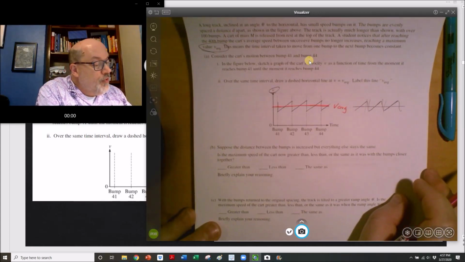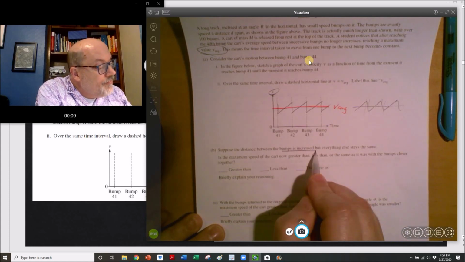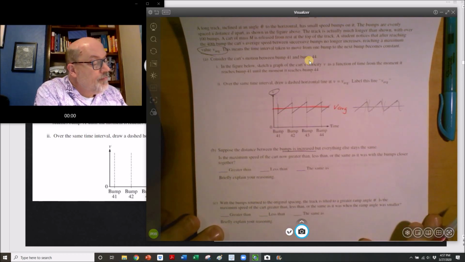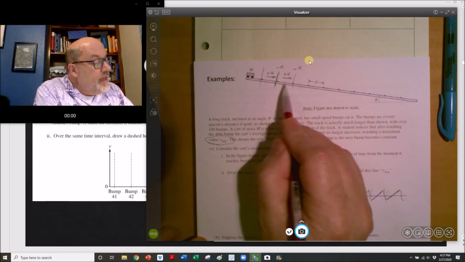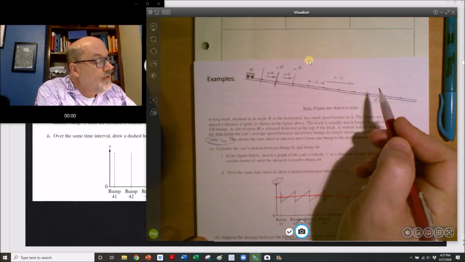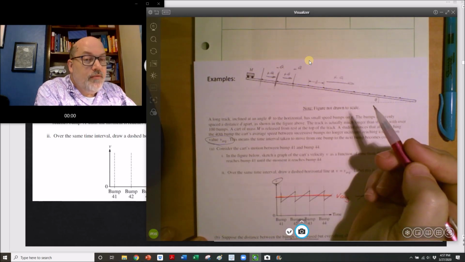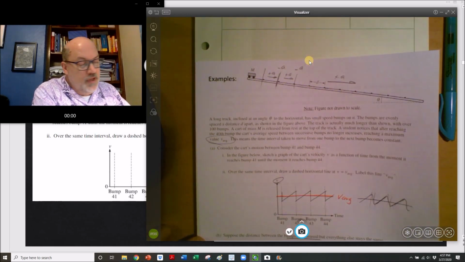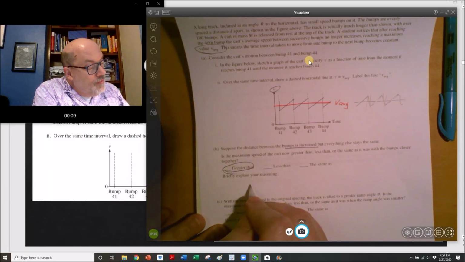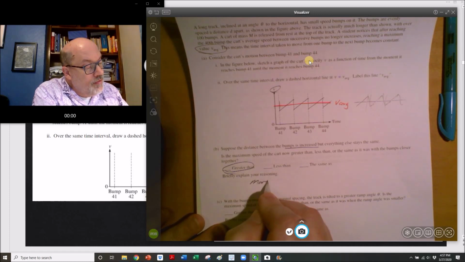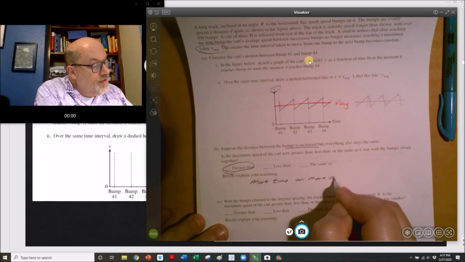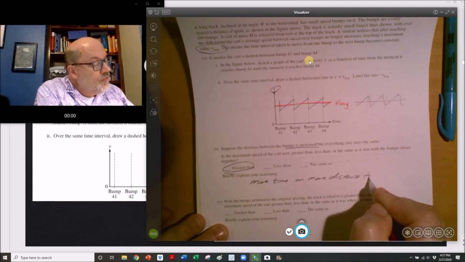Okay, now, suppose the distance between the bumps is increased, but everything else stays the same. Will the maximum speed now be greater than, less than, or the same? All right, well, if we increase this distance in between, we'll have more acceleration distance before we have to slow down. So we should be getting faster. So the answer is it's going to be greater than. And some justification that there's more time or more distance to accelerate.